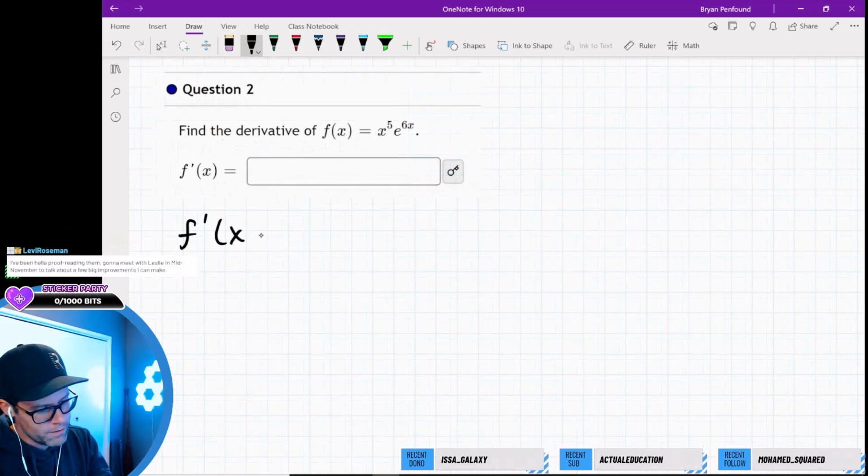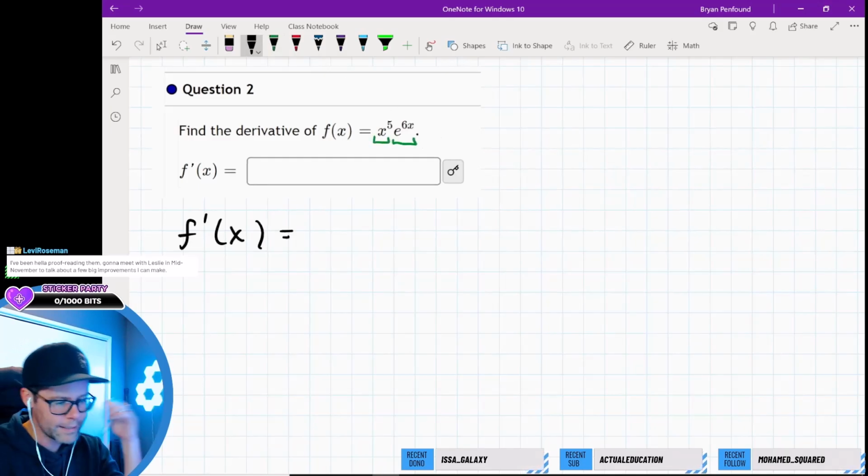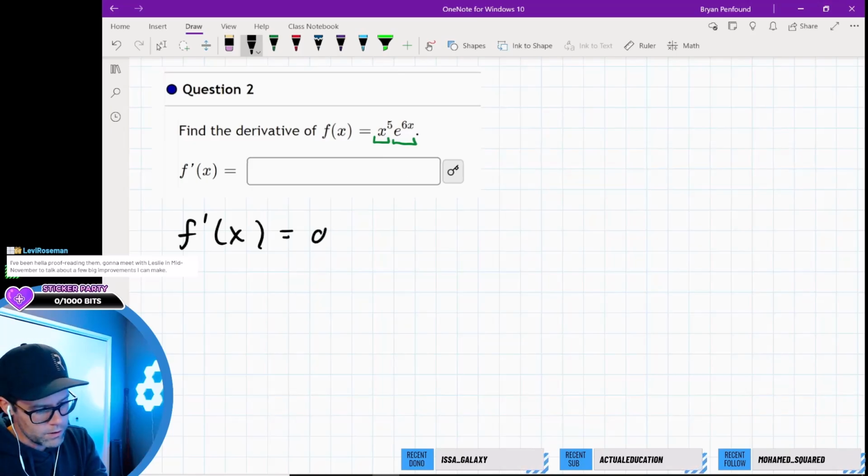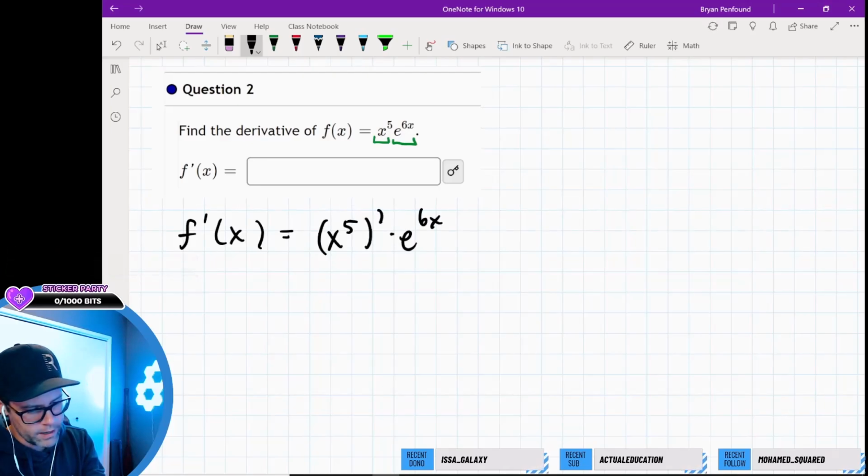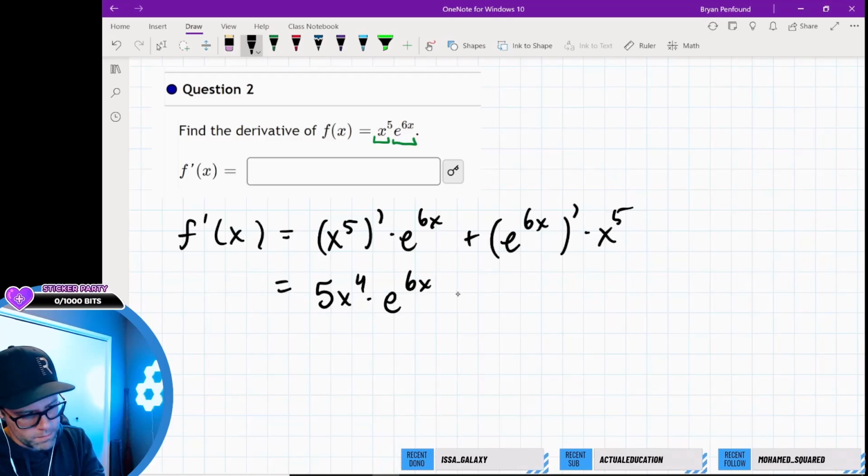So the derivative of this particular function is going to be the derivative of the first piece. So we're going to identify x to the 5 as the first, and then e to the 6x as the second. So derivative of the first, well, maybe I'll use the prime notation. It would be a little easier to write. So x to the 5 prime times e to the 6x plus e to the 6x prime times x to the 5. The derivative of x to the 5 is 5x to the 4. So we can do that one relatively easily.